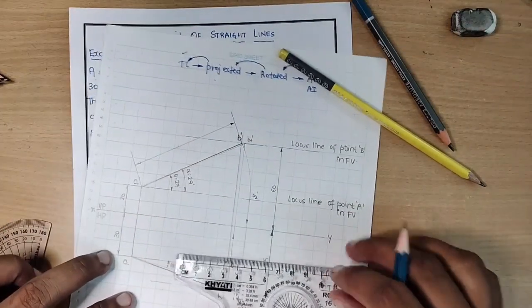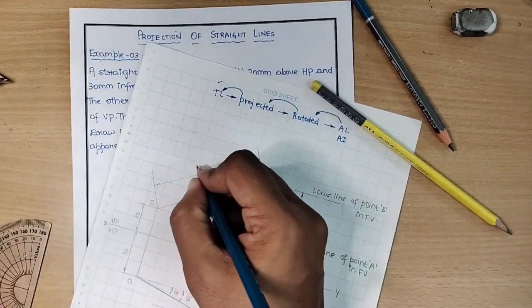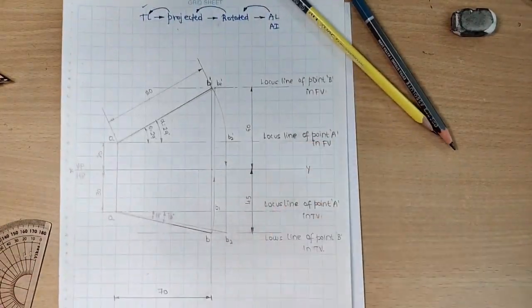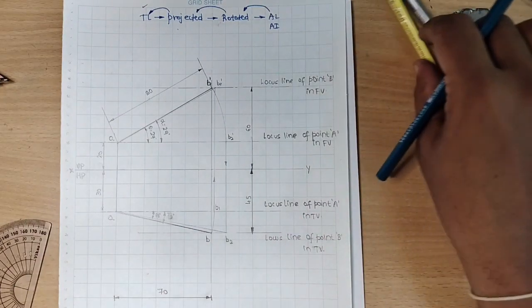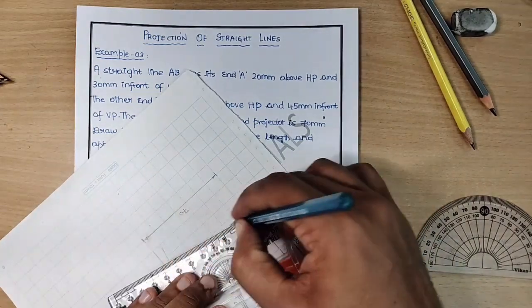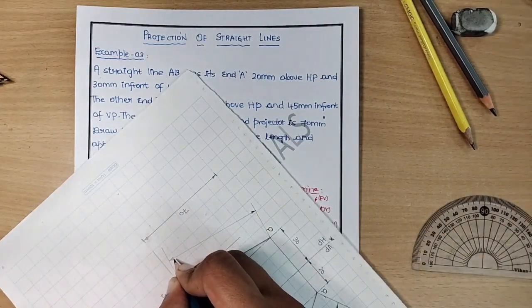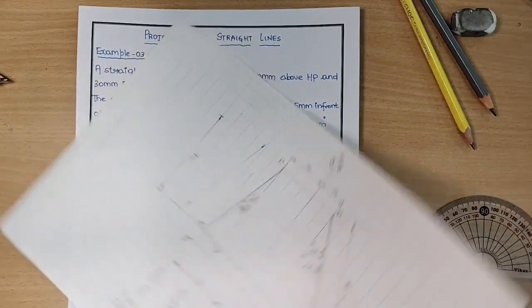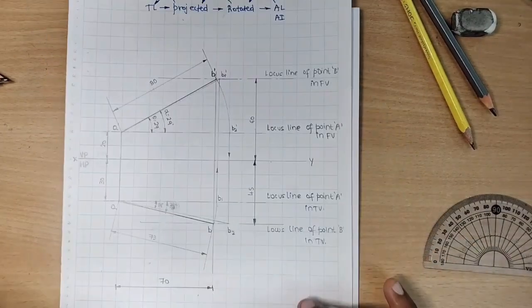Now let us find out this distance. It's close to 80 mm, that is 8 centimeters. Similarly, I will show the apparent length in the top view as well. So this dimension is close to 73 mm. The last part left out is the true length dimension.